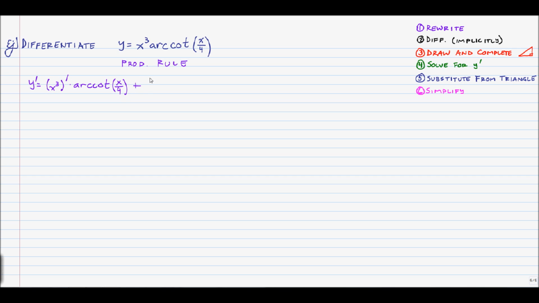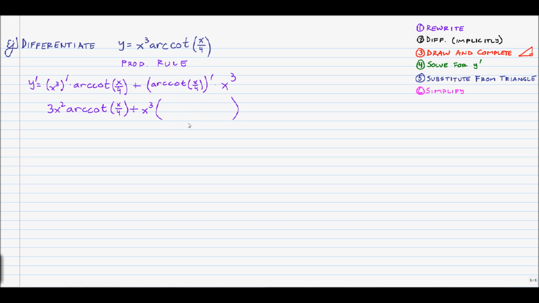And then, of course, plus the derivative of the second function times the first one. Well, now, we don't need a 6-step plan to deal with the derivative of x cubed. That's just 3x squared. We can just rewrite whatever the other one is. But over here, aside from the x cubed, dealing with the derivative of arc cotangent of x over 4 takes a little bit more work.